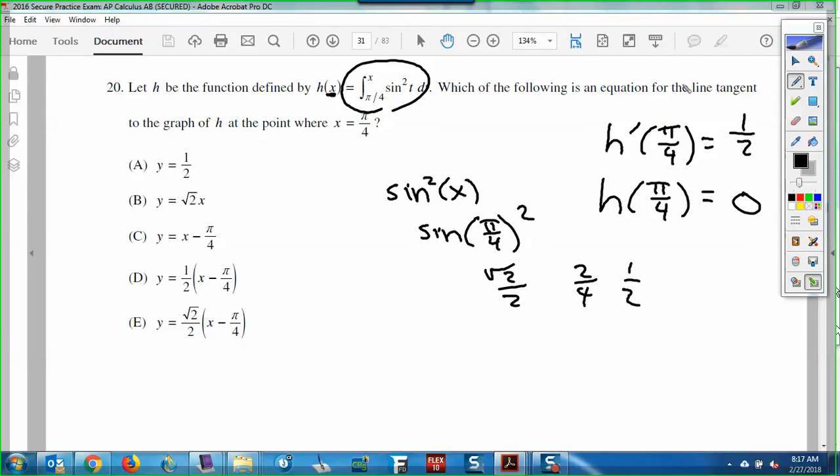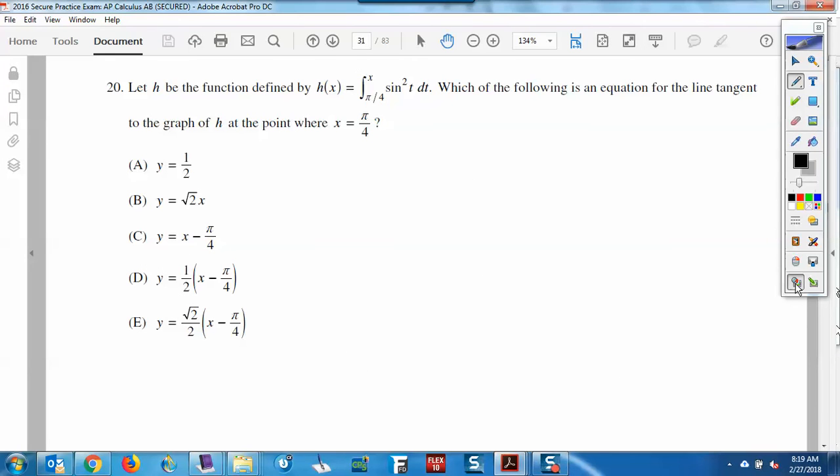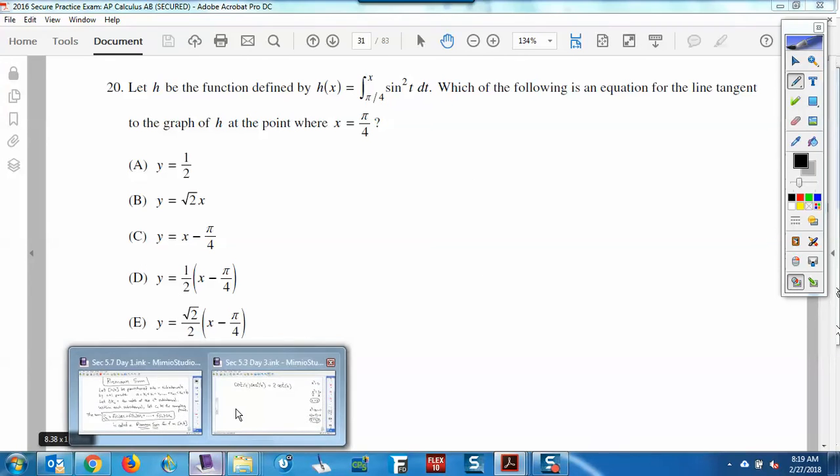Now it says, which of the following is the equation for the tangent line? Okay, so y equals the slope times x minus the point, right? And then just figure out which one of those, I guess it'd be that one, wouldn't it? Right there. Okay, so just to brush up on these kinds of things as we go along, remembering what we did earlier in chapter 5 with area functions. All right, let's move on.